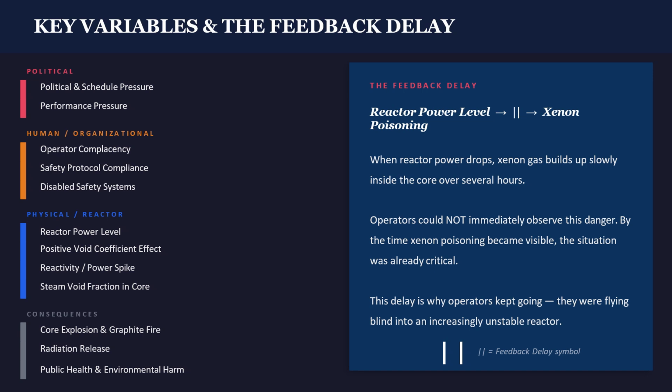Our 13 variables cover everything from political pressure down to public health consequences. The most important thing is the delay. When power dropped, xenon built up slowly over hours and operators couldn't see it happening. That delay hid the danger from them completely. They kept going because the system gave them no warning.